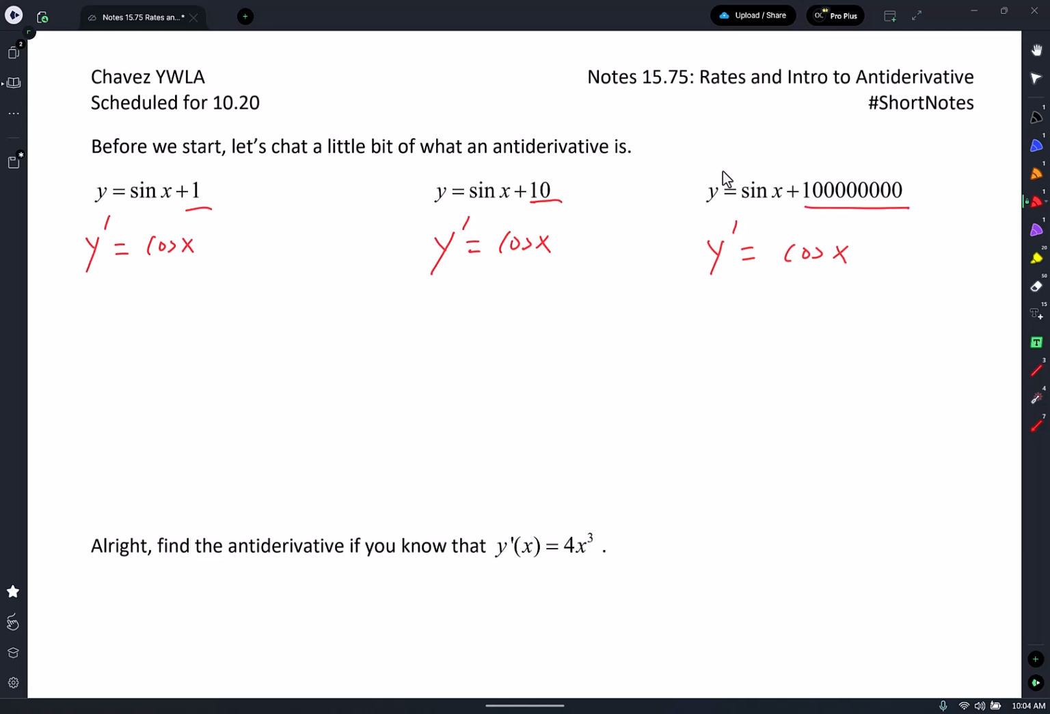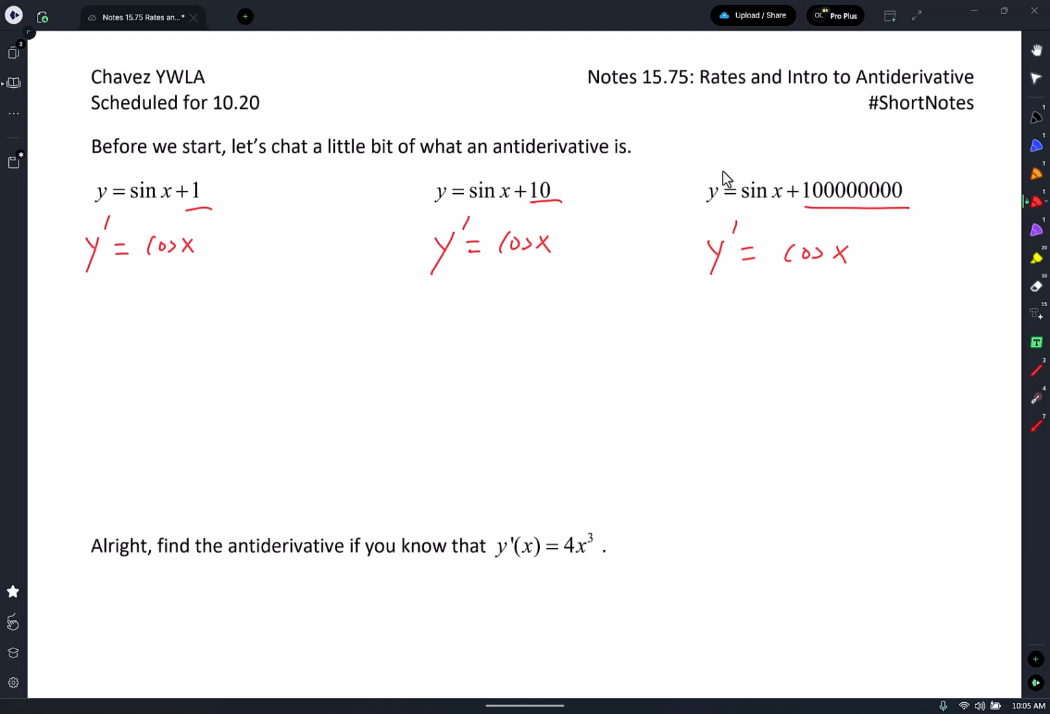So notice that the originals all differ by a, what do you think? What word? By a constant. That's the word constant. I'll just say it: all antiderivatives differ by a constant because we don't know what the C value is. How do we figure out the C value? You have to give them an initial condition or a restriction to figure out the C value.